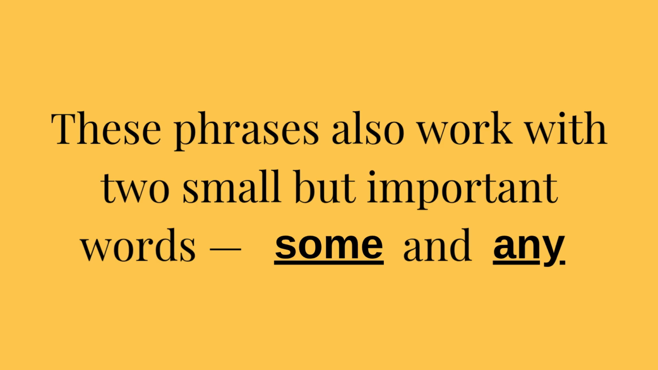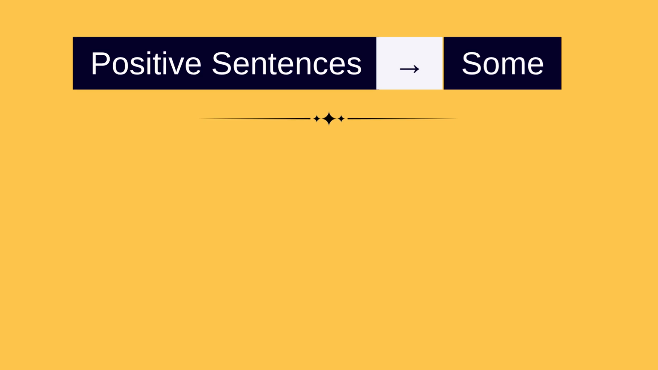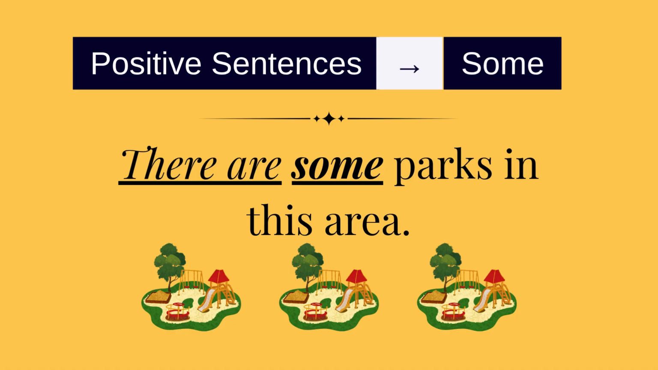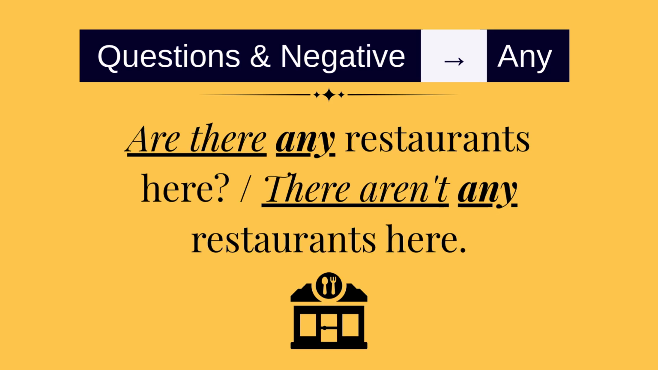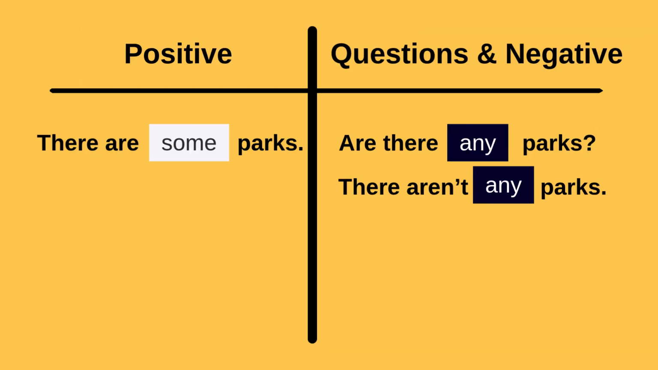Now, these phrases also work with 2 small but important words, some and any. In positive sentences, use some. There are some parks in this area. In questions and negatives, use any. Are there any restaurants here? Or there aren't any restaurants here? That's all you need to know for now. Keep these in mind as you listen.